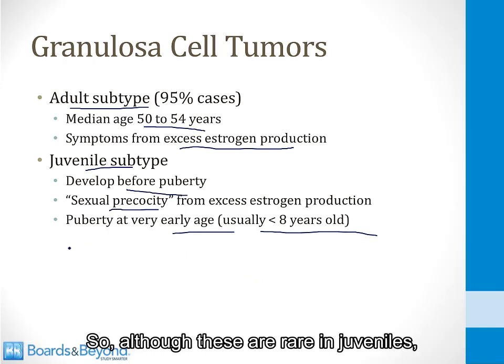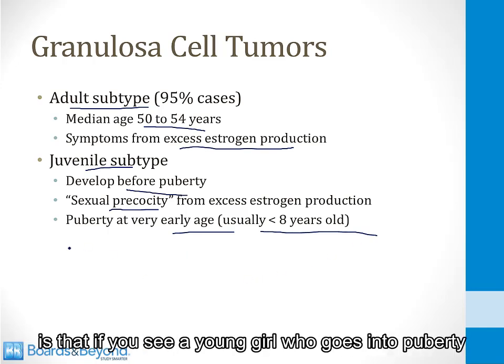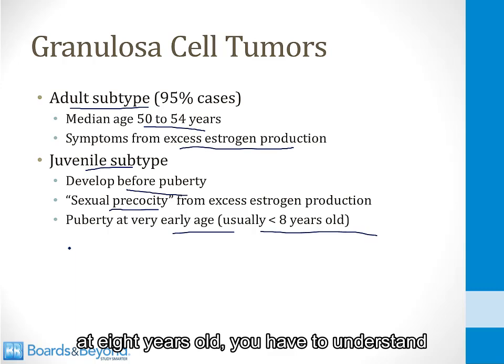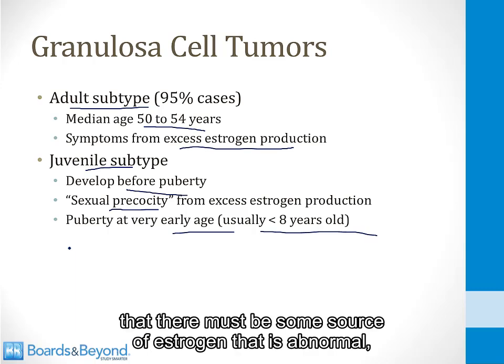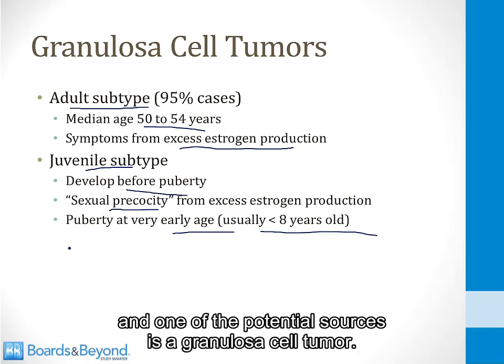So although these are rare in juveniles, what they want you to know for your boards is that if you see a young girl who goes into puberty at 8 years old, you have to understand that there must be some source of estrogen that is abnormal, and one of the potential sources is a granulosa cell tumor.